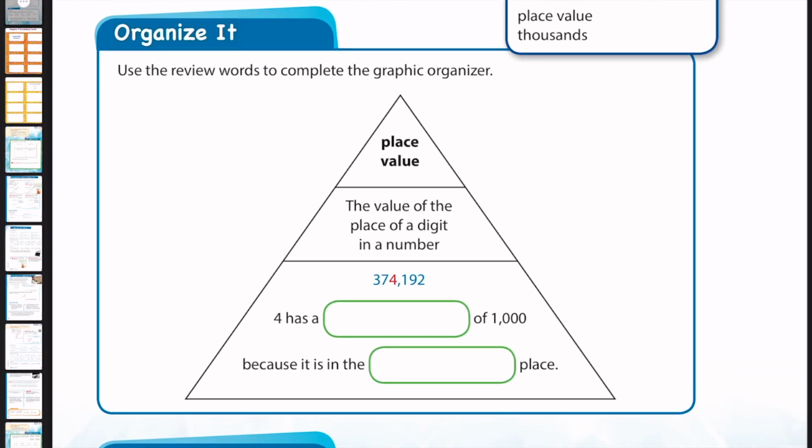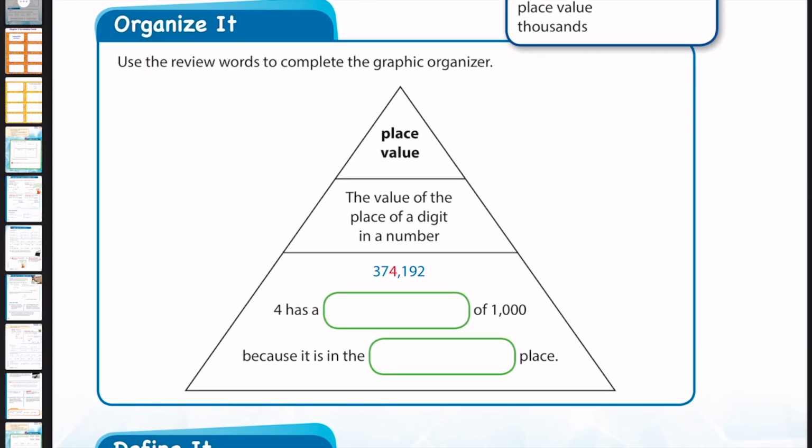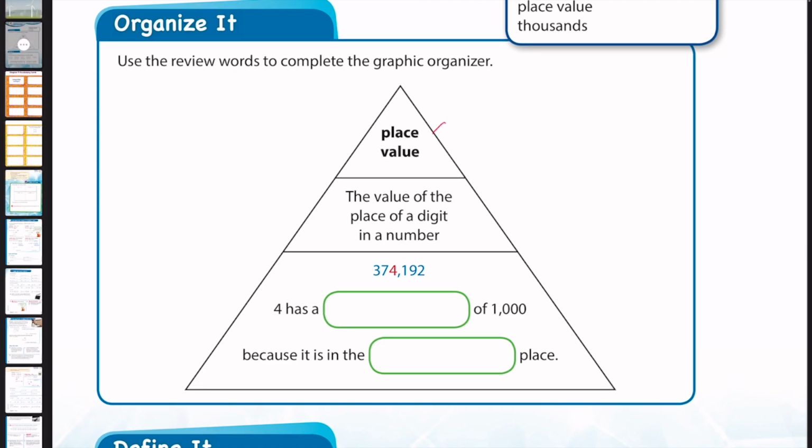Here, vocabulary, review words: place value and thousands. So organize it. Use the review words to complete the graphic organizer. Place value is on top, and then the value of the place of a digit in a number. So 4 here, you see 4 has a what? Place value of 1000 because it is in the thousands place.